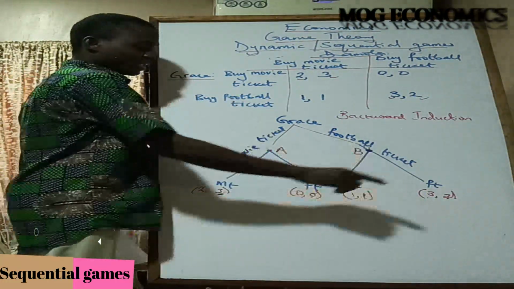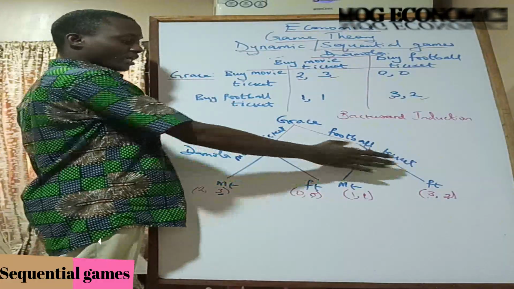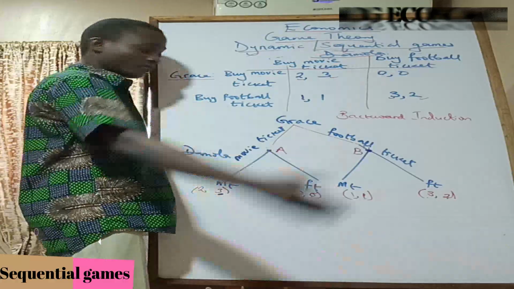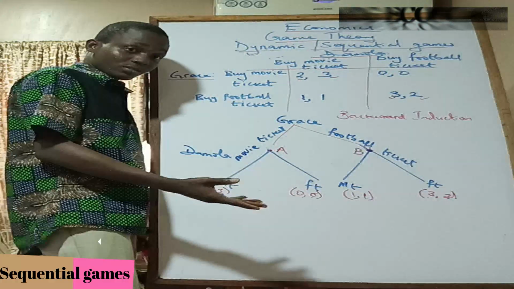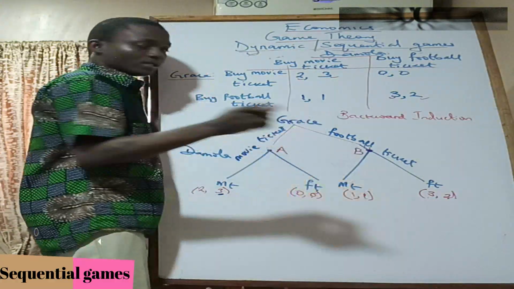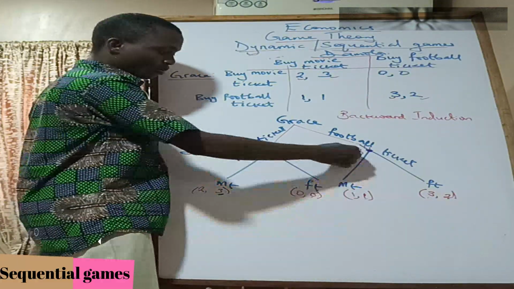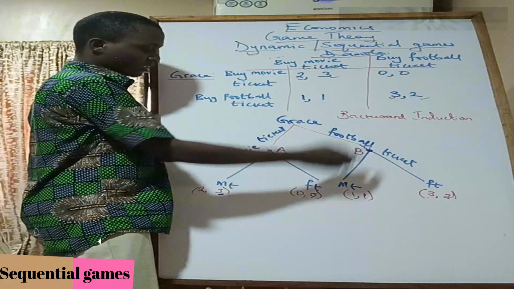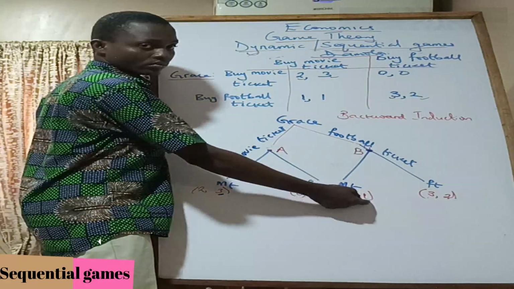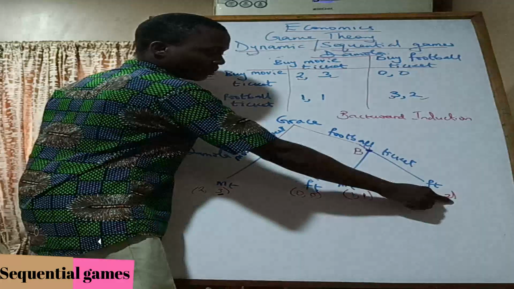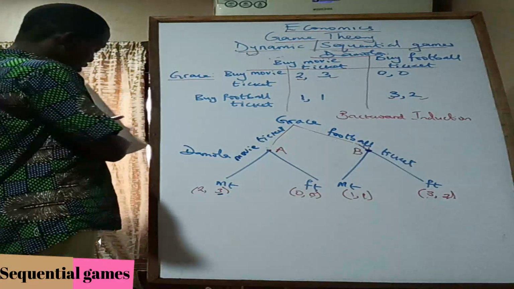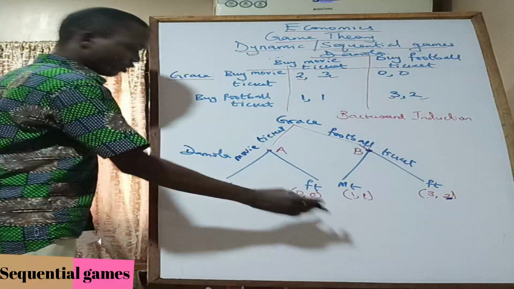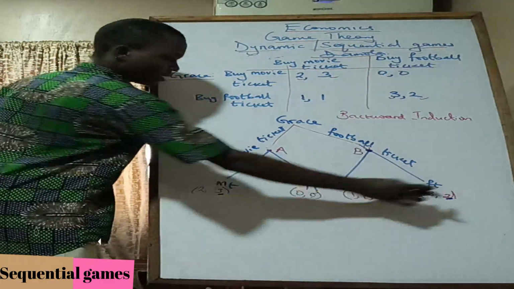Now, let's say we don't have A. If the game ends up at point B, for example, where Grace is buying a football ticket, she has already moved. So at point B, what would Damola do? What would be Damola's response? Damola will compare her payoffs. If she buys a movie ticket, she's going to get a 1. Then she's going to get a 2 in this space. 2 is better than 1, so she will prefer to go with 2.